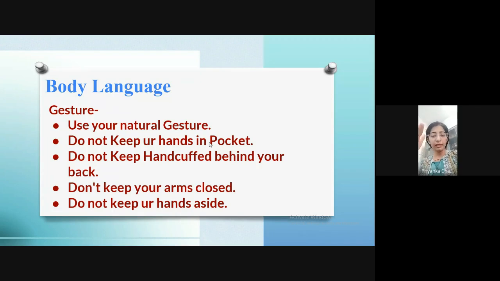Like in my session, my hands, my fingers are automatically moving. So this is the natural gesture. You have to use your natural gestures. Do not keep your hands in the pocket of your trouser. Do not keep your hands cuffed behind your back. Do not fold your hands in front of the audience. Do not keep your arms closed. Do not keep your hands aside like this. Do not stand straight. You have to keep moving.